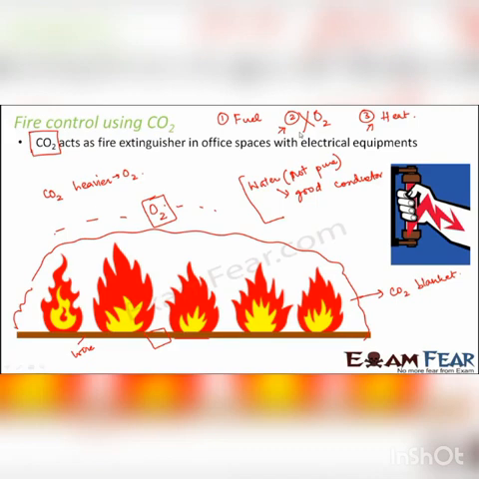actually causing the fire. Another advantage of using carbon dioxide as a fire extinguisher is that fires do not recur immediately because of lack of oxygen, because all the oxygen is being sent out by carbon dioxide. So it actually neutralizes the oxygen. There is no more oxygen surrounding the substances, and as a result, there is no fire.